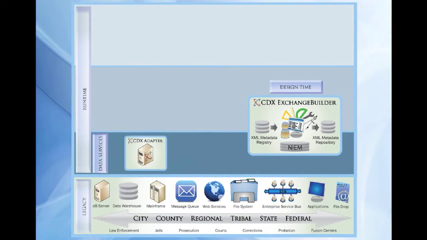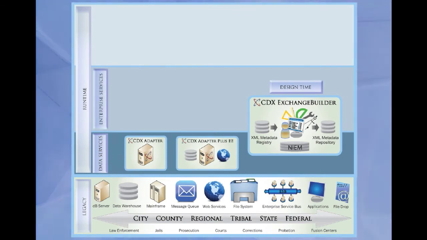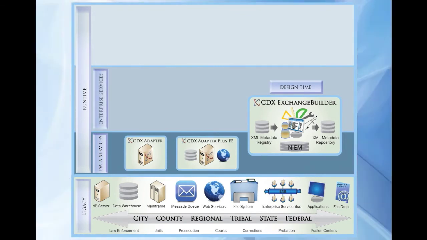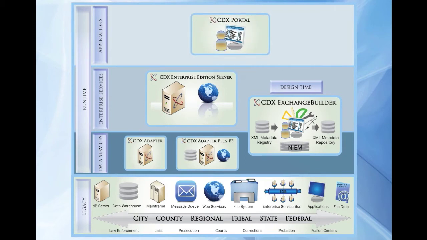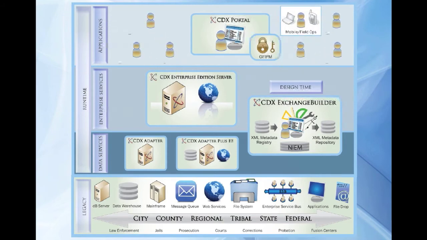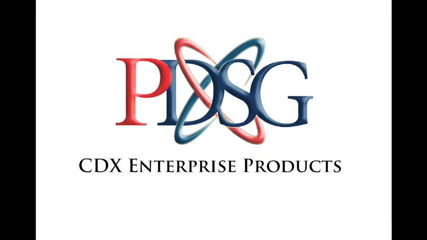The data layer, where existing data in many various technologies can be normalized for sharing using NEAM. Above that, the enterprise services layer, where configuration, business rules, and complex services can be orchestrated. Lastly, at the top, the application layer is where the CDX portal allows users to interact securely with the enterprise information services, running queries, collaboration, communications, or the development of new web services and applications. Let's look at the products in the CDX Enterprise Suite one by one.